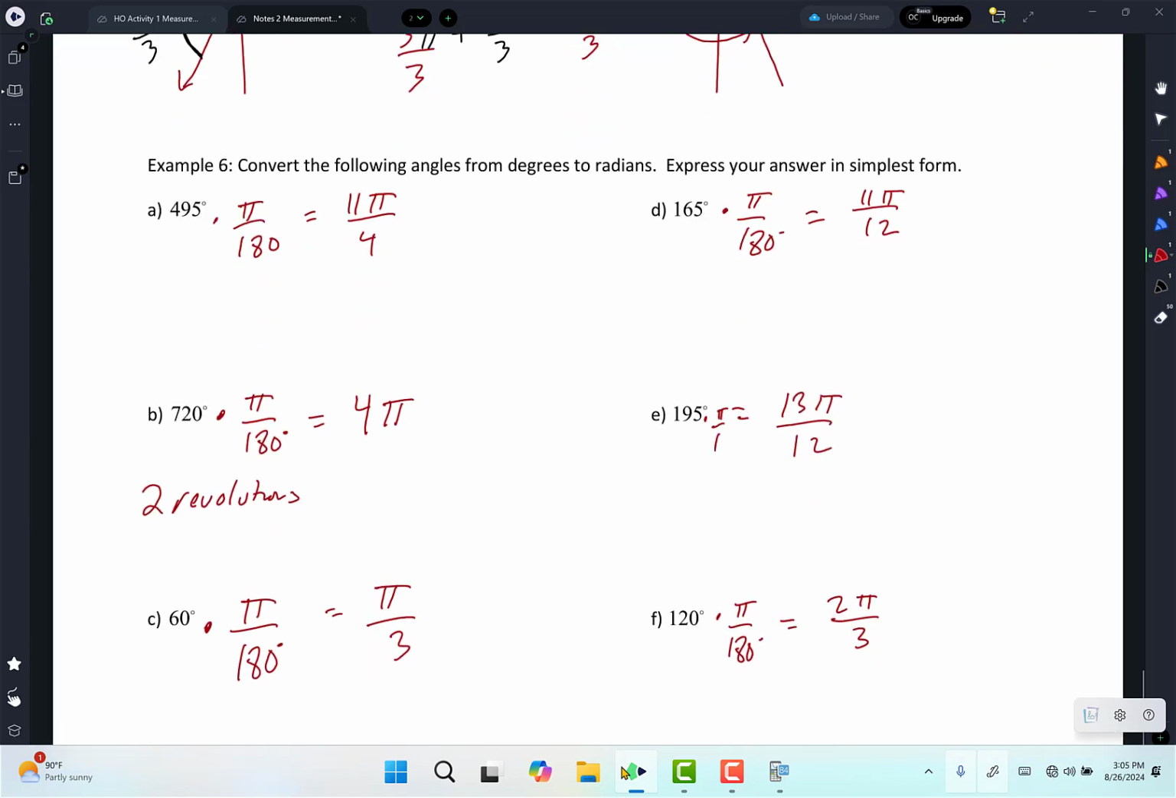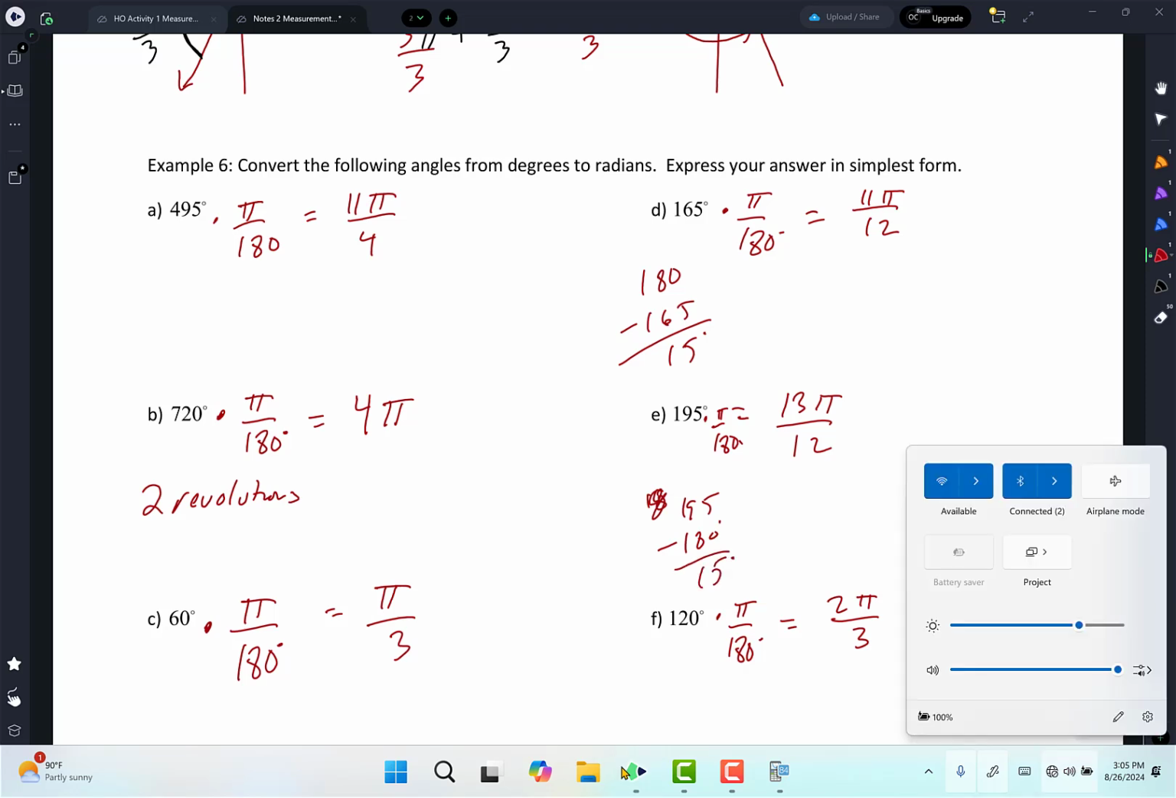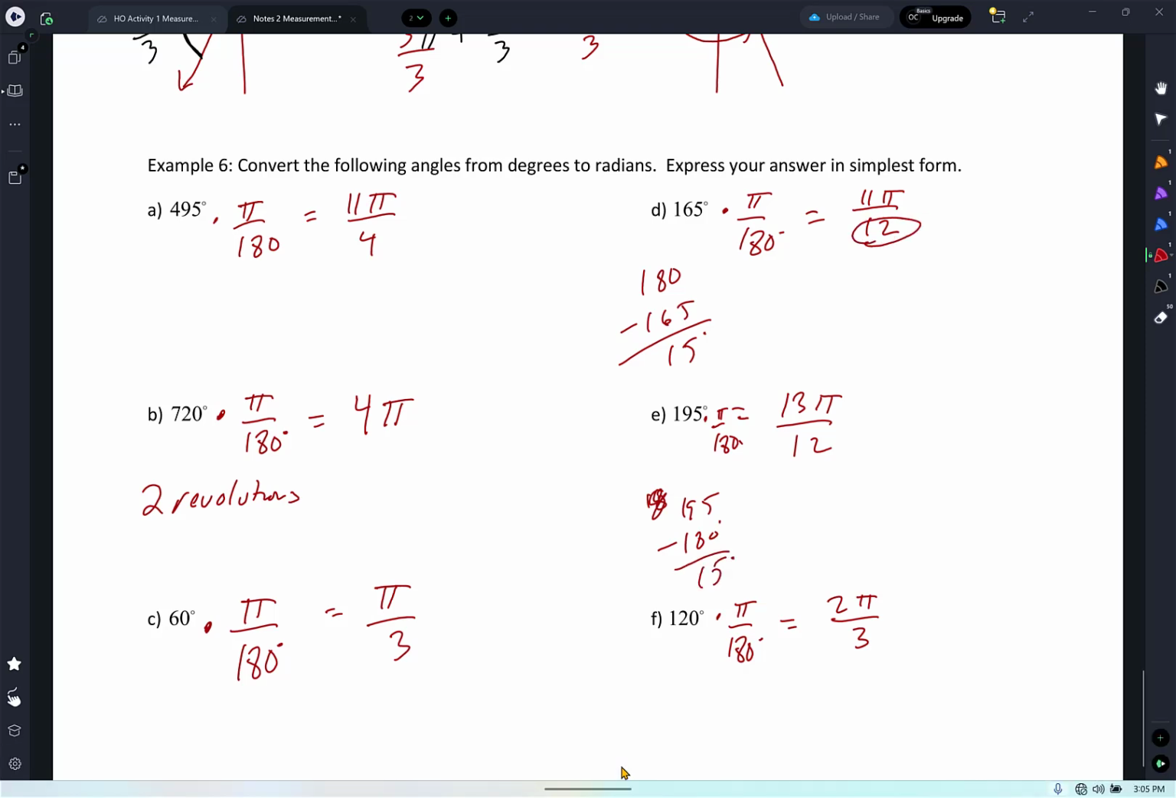Times pi over 180. I just looked at letter D because the difference between 180 and 165 is 15 degrees. And the difference between 195 and 180 is also 15 degrees. So I said, oh, okay, I can just keep the 12. And 12 pi over 12 is pi. And just go another pi over 12 in front of it. All right, here we go, guys.